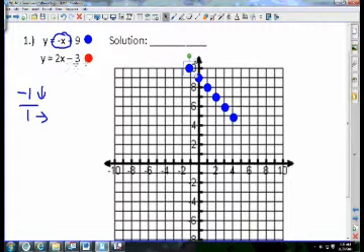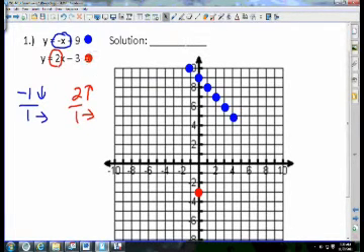I'm going to go down to the next problem. It says my y-intercept is -3, so I'm going to go down here to -3. My slope now for this one is 2, and it's 2 over 1, because remember, any whole number is over 1. It's going to tell me to go up 2 to the right 1.